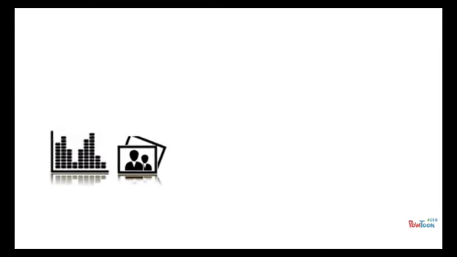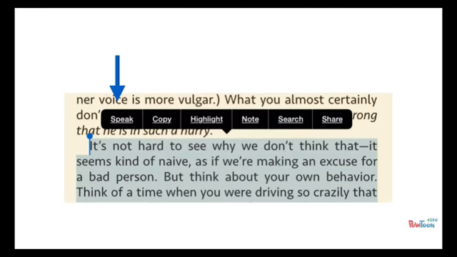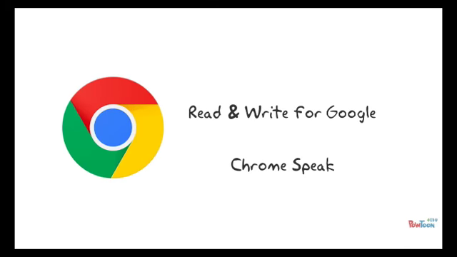One of the easiest ways to provide support for text-bound information is to use text-to-speech. Fortunately, this option is built into iOS devices as the Speak Selection and Speak Screen features found under the accessibility options. On Chrome, you can provide support for text-to-speech with the Read&Write for Google and the Chrome Speak extensions.